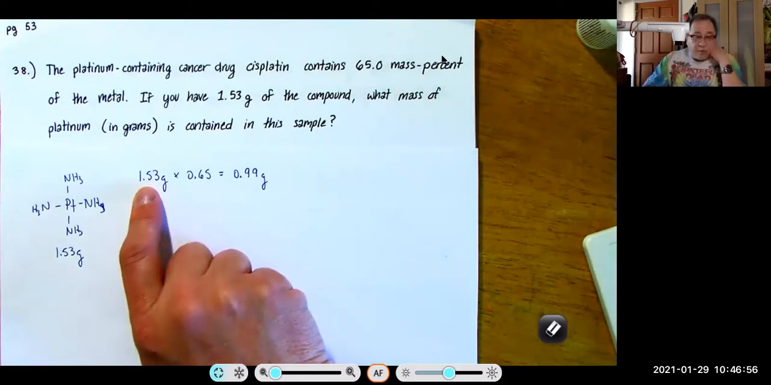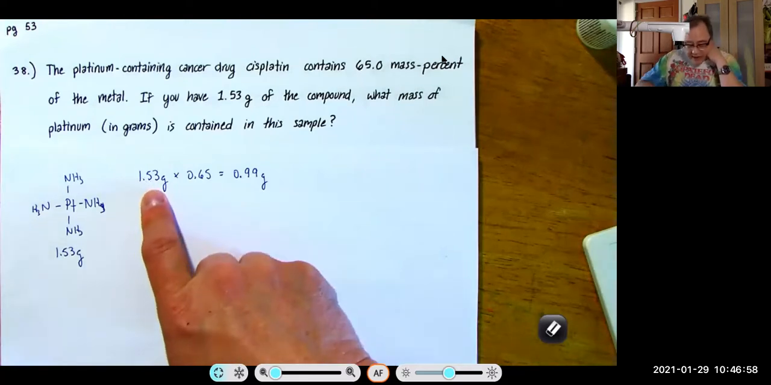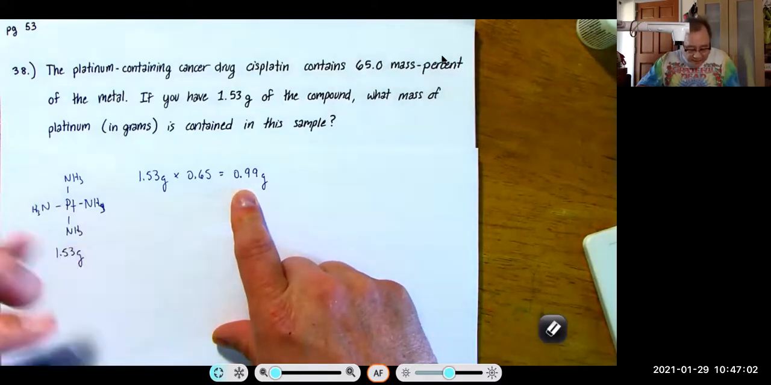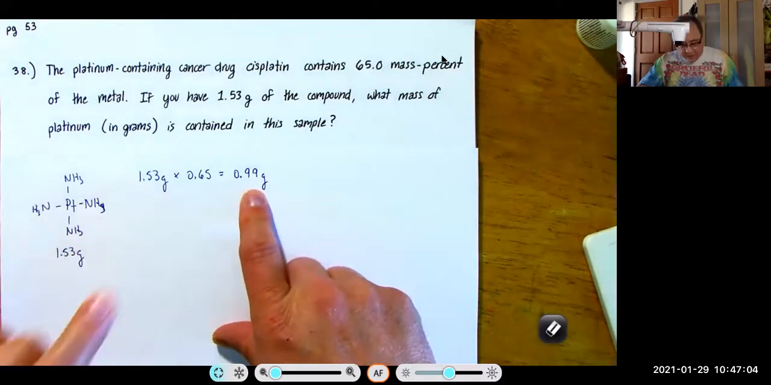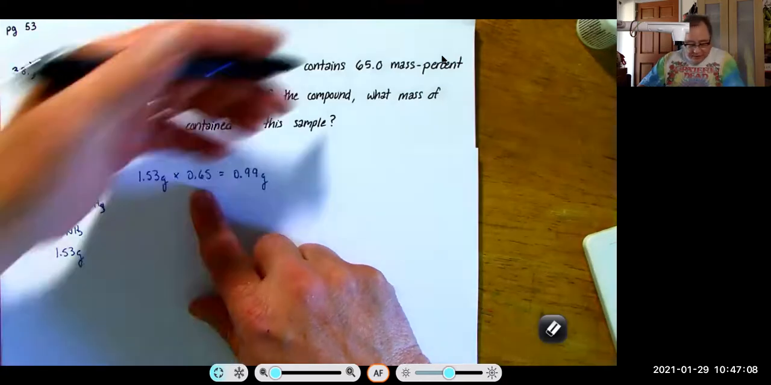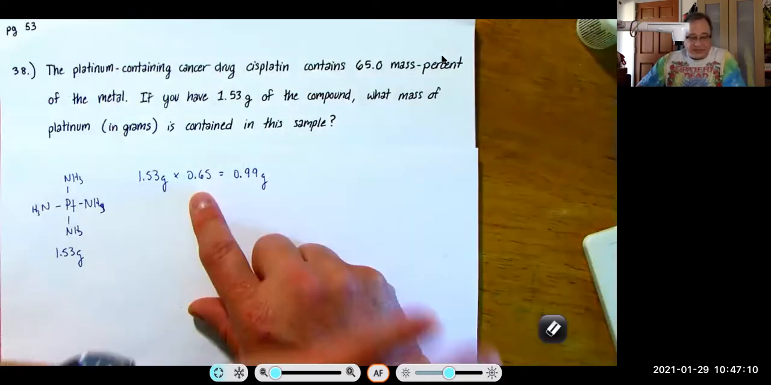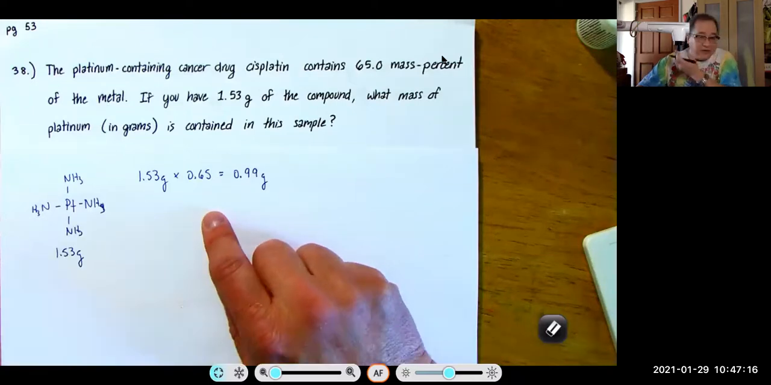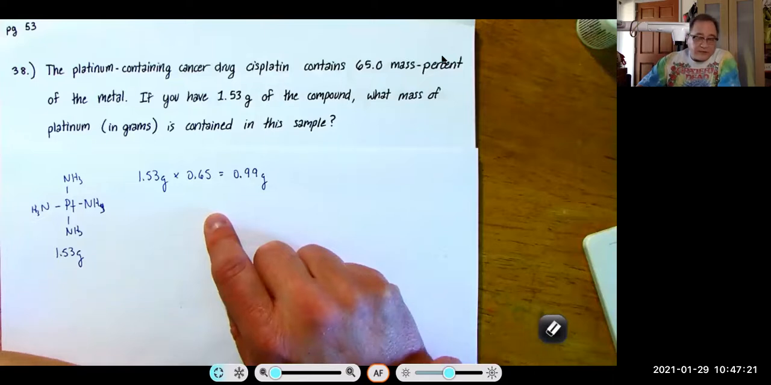We just changed 1.53 grams into 0.99 grams, but we have no justification for what this is grams of and what this is grams of. We also have no justification for turning 65.0 into 0.65. We just did it. And I know your math teacher said, move the decimal over 2 places and you're good to go. But what's the reason? Why move it 2 places? Why move it 2 places to the left instead of 2 places to the right?